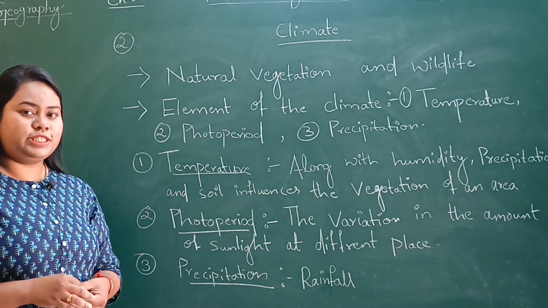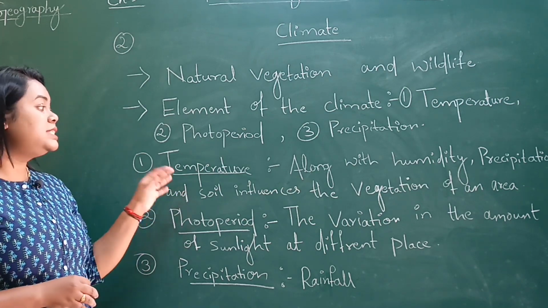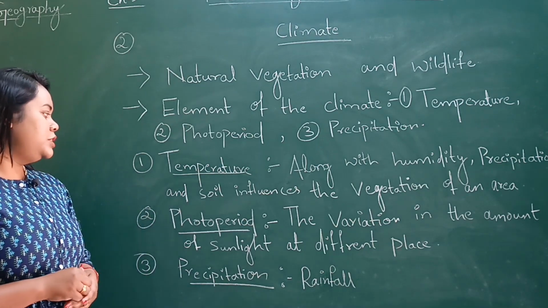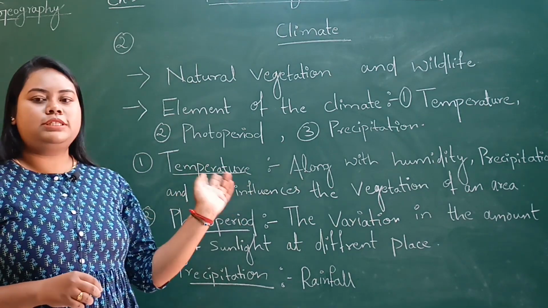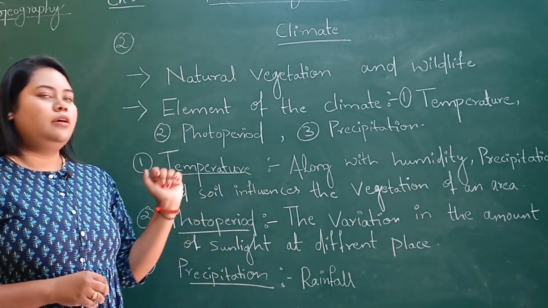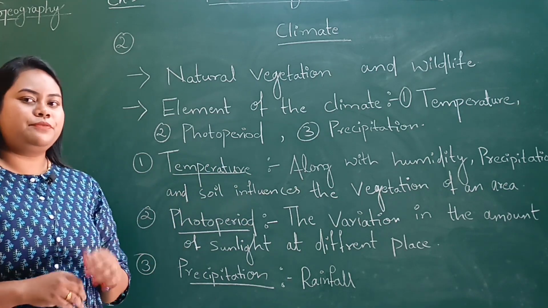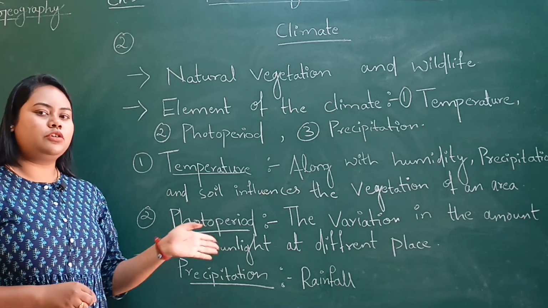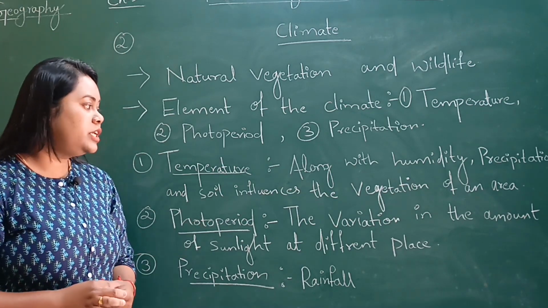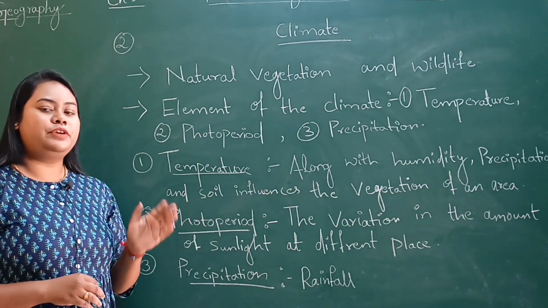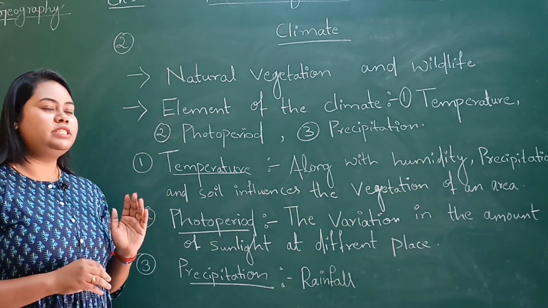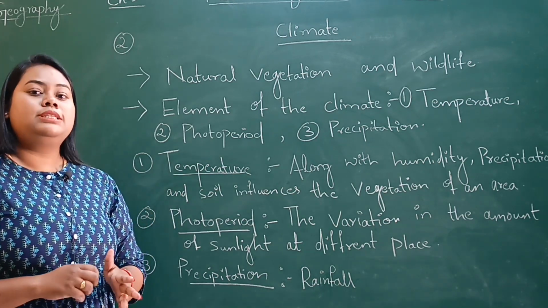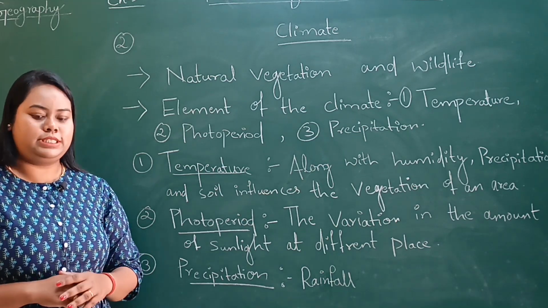Now these three I will explain one by one. Number one is temperature. Along with the humidity in the air, precipitation and soil, it influences the natural vegetation and wildlife of a specific area. Now, photoperiod. This is also called sunlight. The variation in the amount of sunlight at different places depends on altitude, latitude, and duration of the day.